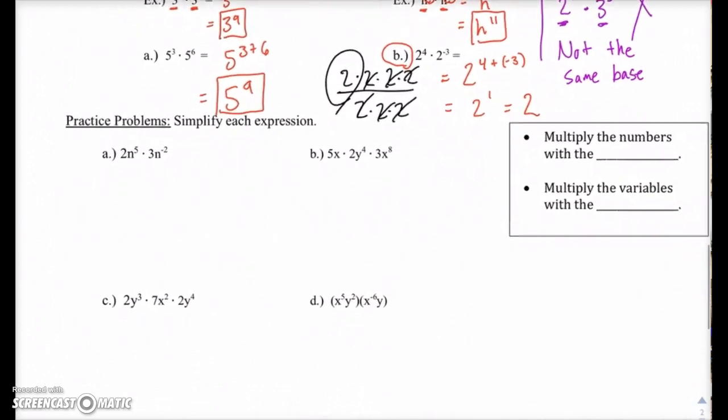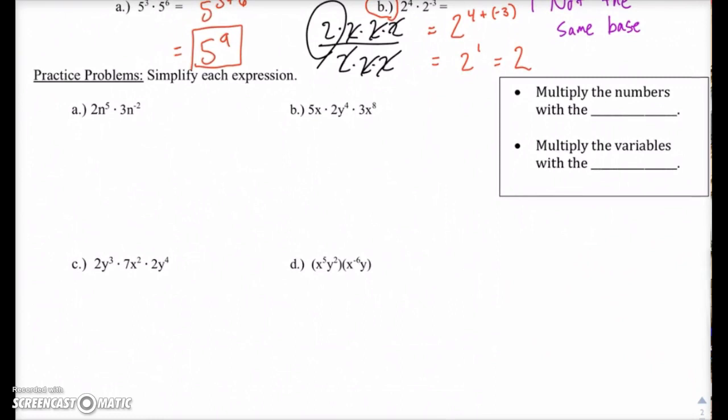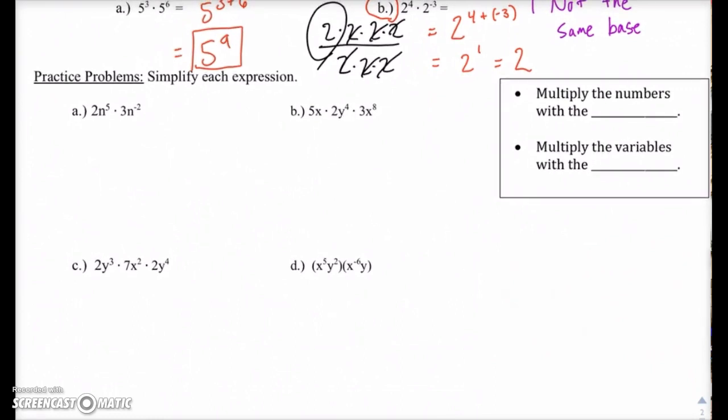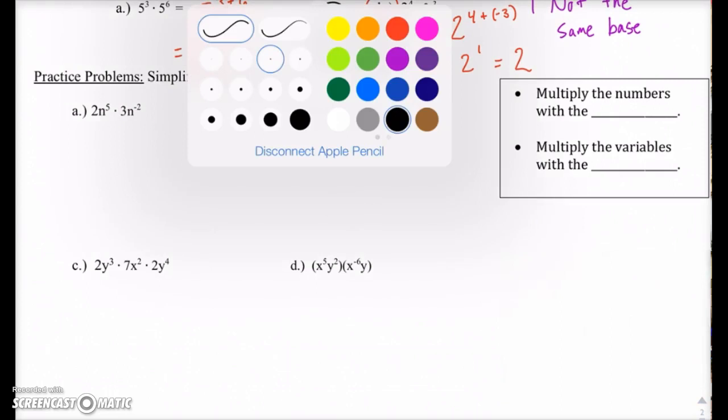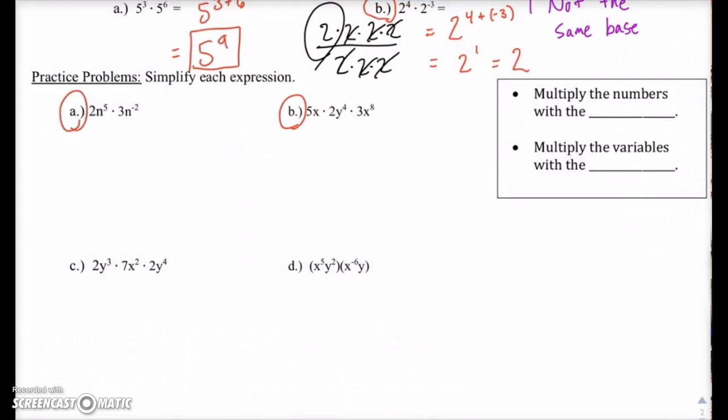Okay, so let's kind of move down here. Let's go to the big boy and big girl math problems. So, let's look at example A. We're going to do example A and B together, and then C and D you guys would do on your own. So the key part to these problems, we look at the box on the right over here. So please fill in the blank. It says multiply the numbers with the numbers, and you're going to multiply the variables with the variables, okay?